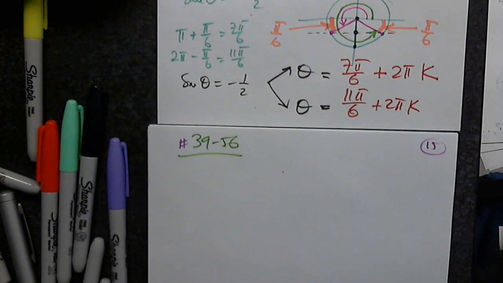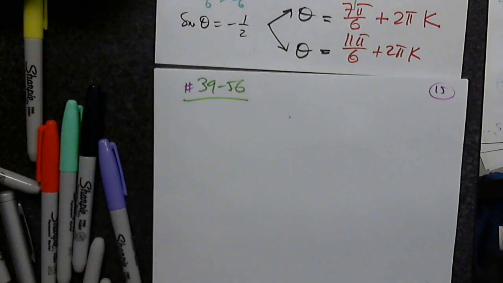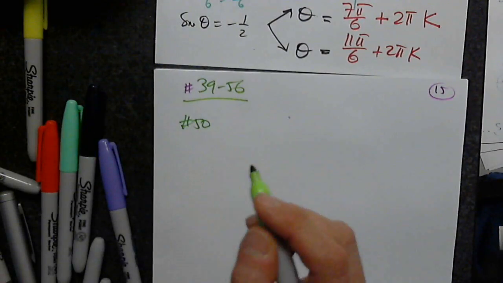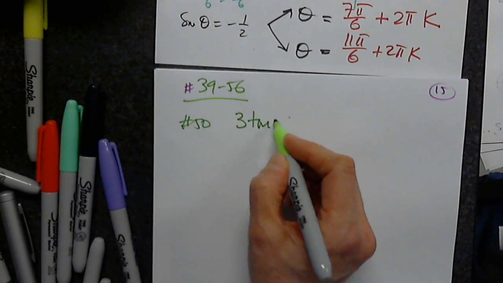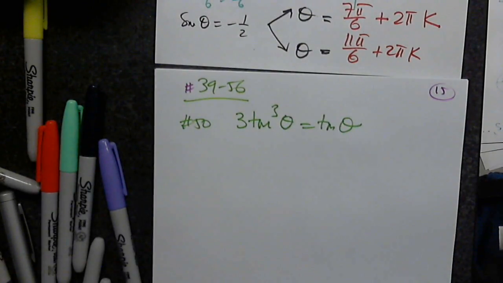But of course, I will not consider a super difficult problem. Not testing one problem or one knowledge. So let's choose one more. Try 50. 50, very good. Awesome. Good pick. So 3 tangent cubed equals tangent. Okay, awesome problem.